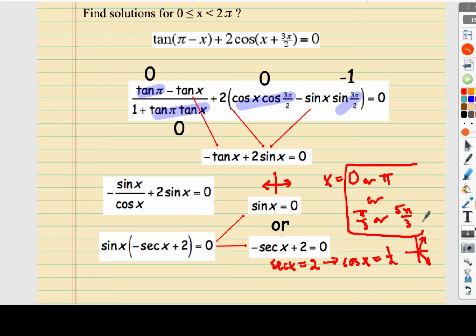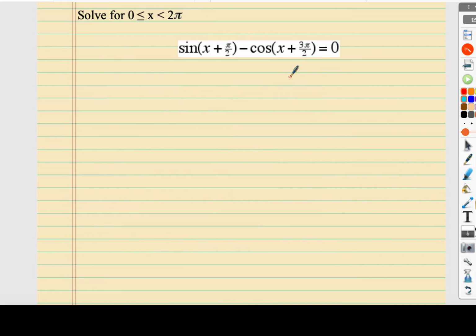But again, it wouldn't be a bad idea in the end to go back and maybe graph this from 0 to 2 pi and see if those 4 answers do pop up, right? Or you could just plug in those 4 values, type carefully, and make sure they all work. Let's get to this last example real quick.